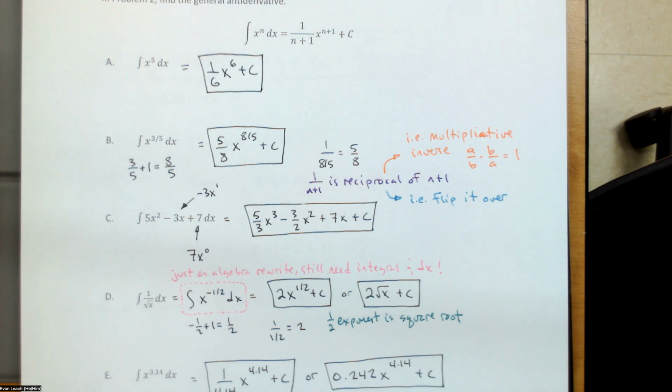So -1/2 plus 1 is 1/2. 1 over 1/2 is 2. The reciprocal of 1/2 is 2, so that shows up as the coefficient. If you want to send this back to radical notation, you can write 2 root x plus c. Make sure that the root x ends over the x and does not go all the way over the plus c. It's one of the problems with radical notation. So just be careful with your notation.